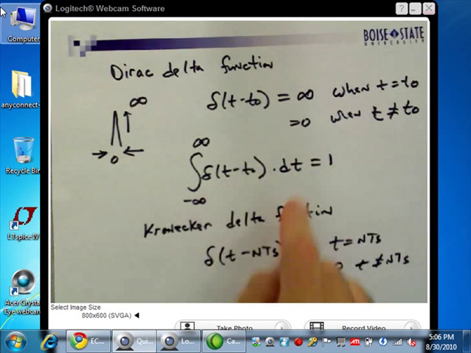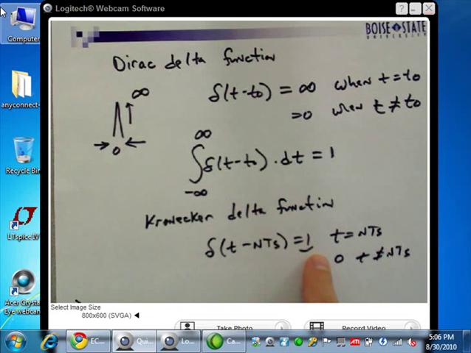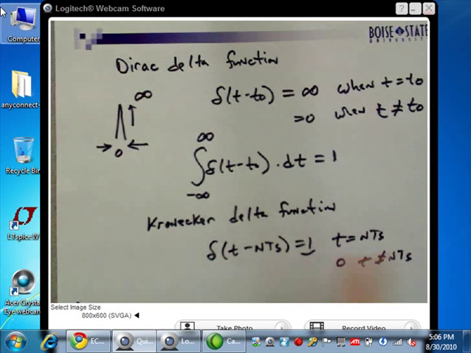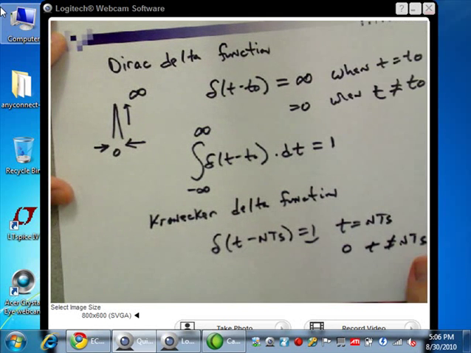Okay, so does everybody see the difference? So when I do sampling, I'm going to end up using the Kronecker delta function that's equal to 1 at the sampling instances to multiply times my input sine wave. All review, right? Easy.